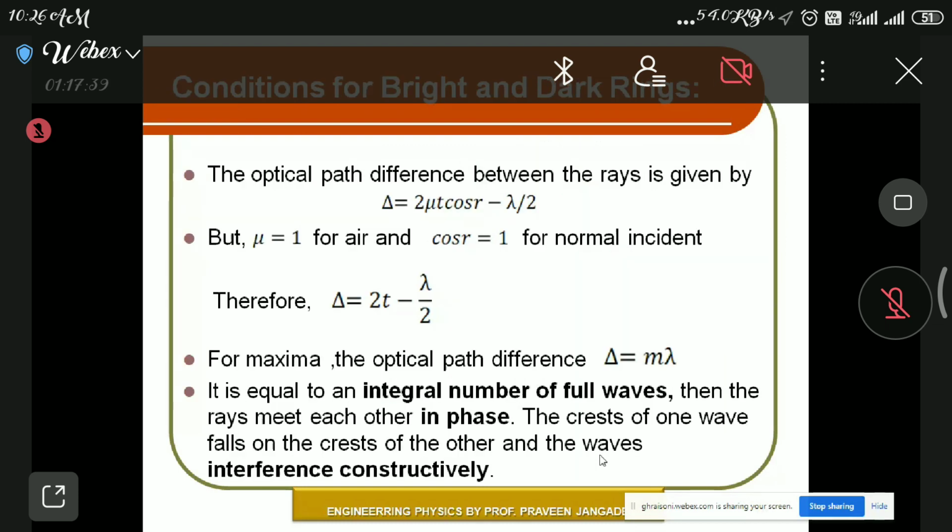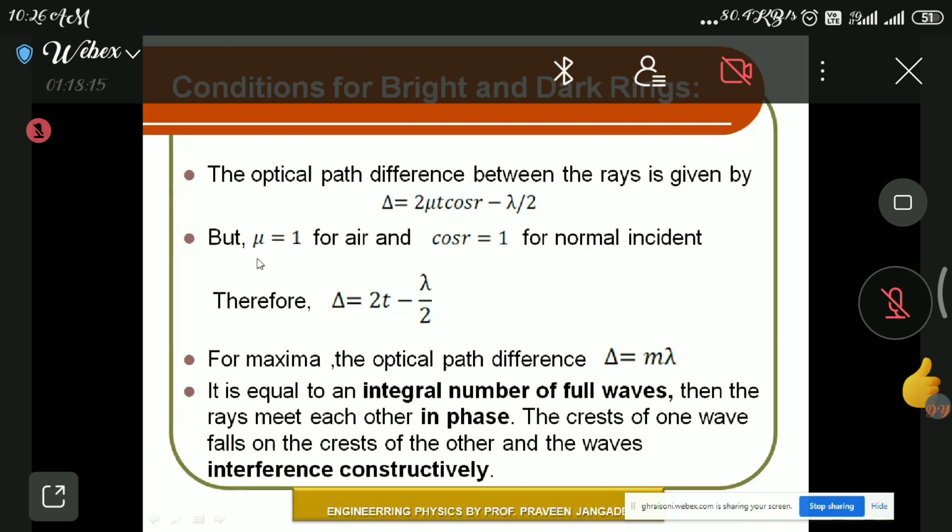Then finally, the condition for bright and dark rings. The optical path difference between ray 1 and ray 2 is denoted as delta, and it can be written as delta equals 2 mu t cos r minus lambda by 2. From where we got this equation, I will show you the entire derivation, but right now we don't have that much time, so maybe in the next lecture we can have the entire derivation.